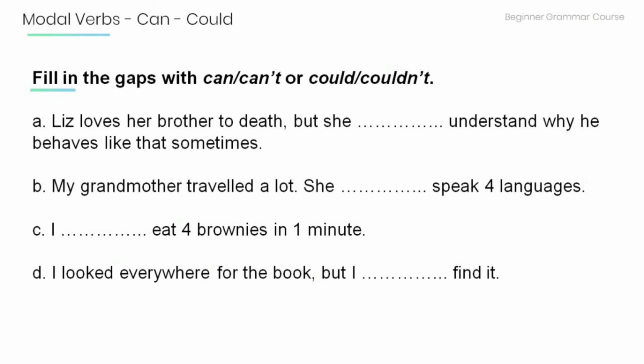And now it's time for you to practice on your own. Read the following sentences and fill in the gaps with can or can't or could or couldn't. A. Liz loves her brother to death, but she understand why he behaves like that sometimes. B. My grandmother traveled a lot. She speak 4 languages.